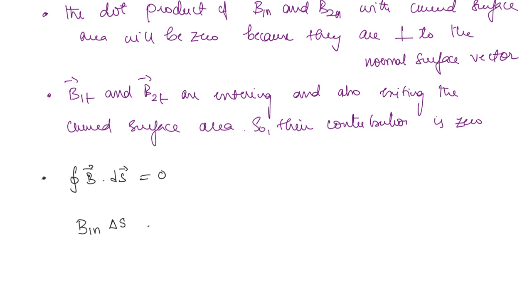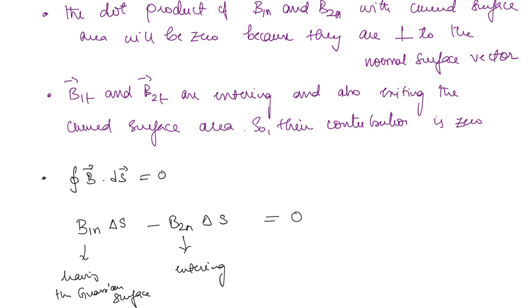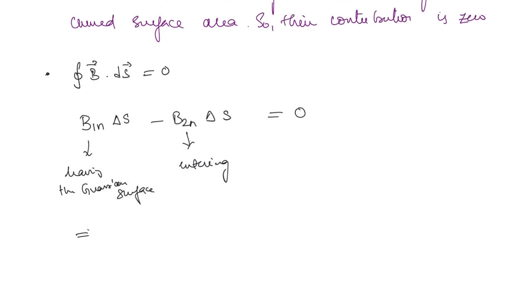Okay, minus B2n delta S. Why minus? Because B2n is entering. This is leaving the Gaussian surface and B2n is entering the Gaussian surface. So that's why we are attaching a negative sign. So if this is equal to 0, then delta S and delta S will be cancelled. So finally you are going to get B1n is equal to B2n.